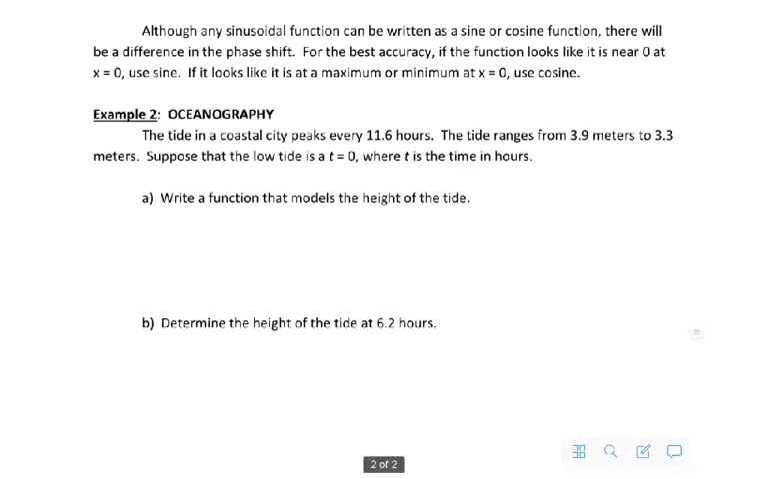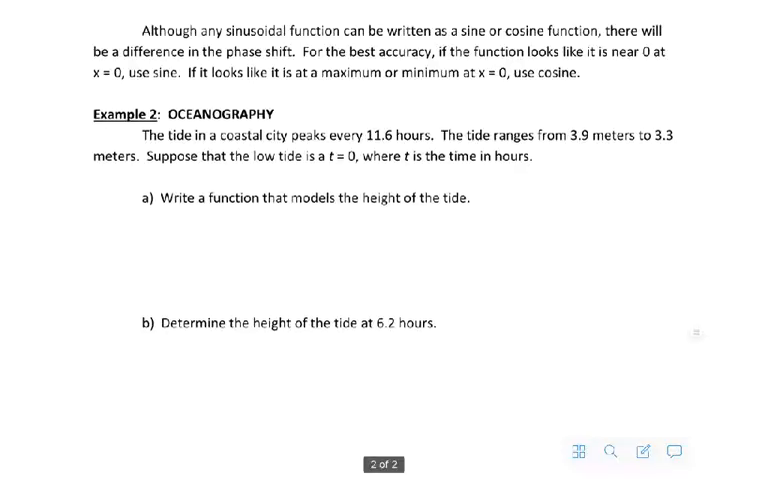Let's do another application problem. Although any sinusoidal function can be written as a sine or cosine function, there will be a difference in the phase shift. For the best accuracy, if the function looks like it is near 0 at x equals 0, use sine. If it looks like it's at a maximum or minimum at x equals 0, use cosine. That's what we did in the last problem, where we determined that our first value seemed to start at a minimum. And that's why I used cosine, and I made the amplitude negative in the equation.